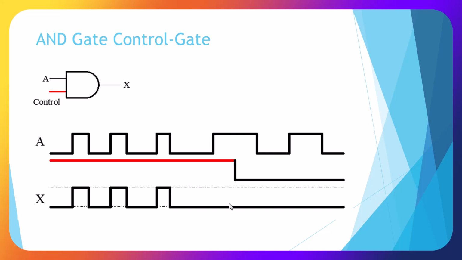Okay, here's our control gate, and with a high signal in, we pass exactly what goes into A, and once it goes low, it blocks everything. So this is a good device to block signals with one control.